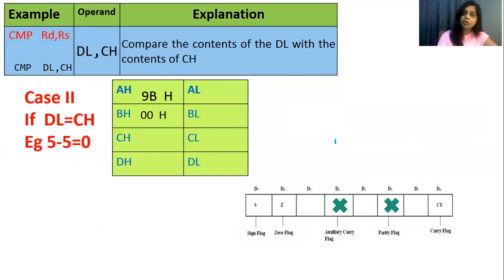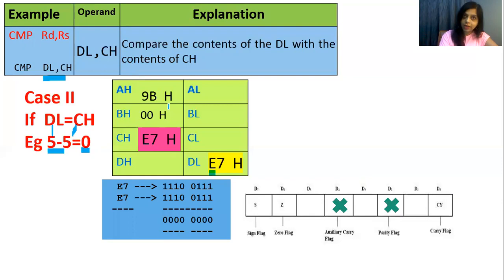Now let's go to the next case, wherein both registers hold the same number. Like if DL also holds 5 and CH also holds 5, then what it will do is 5 minus 5, the result will be 0 and borrow will not generate in this situation. So let's assume some numbers in CH and DL. Suppose CH also holds E7 and DL also holds E7. So both numbers are the same.